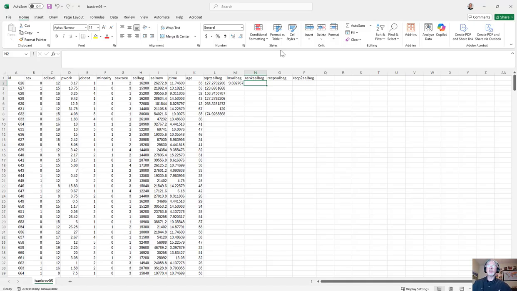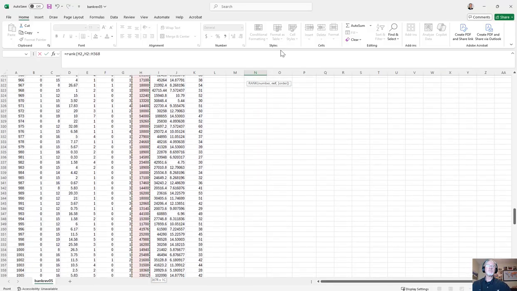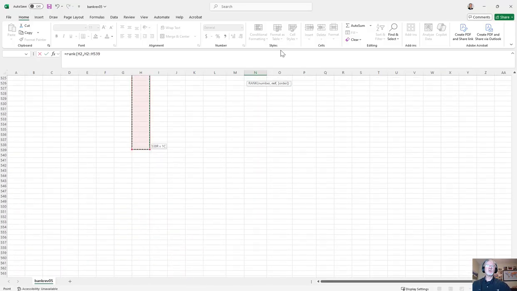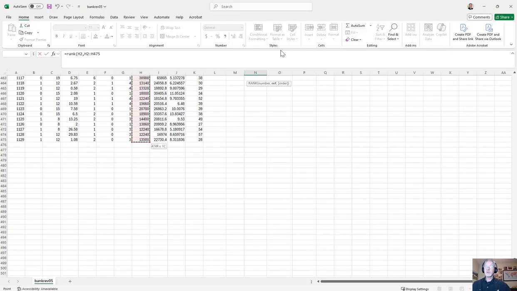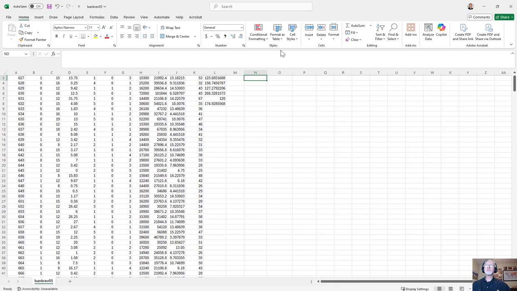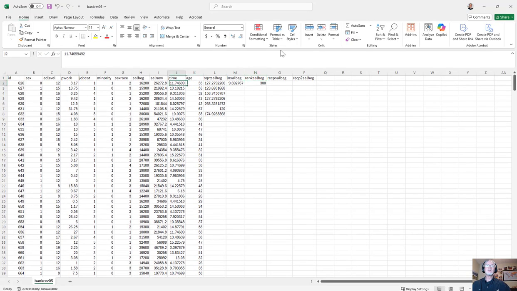Ranking is a little bit trickier. I'm going to do equals rank. And of this number, but then I have to tell it what numbers it's choosing from. So it's a rank out of these numbers as my reference. And that gives this score a 300.